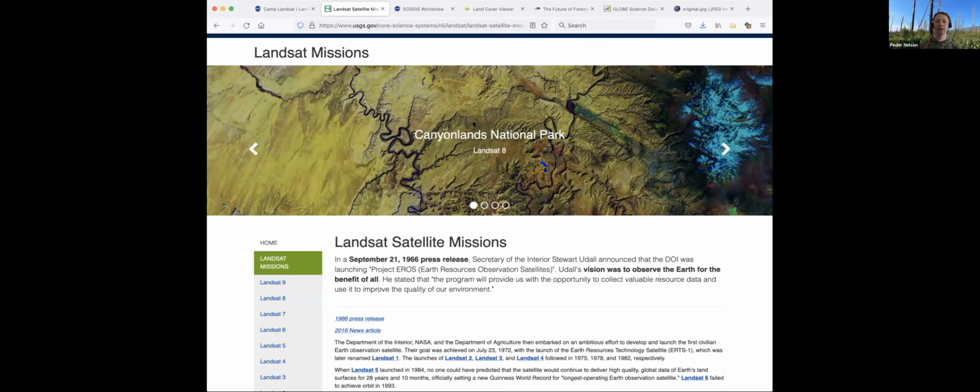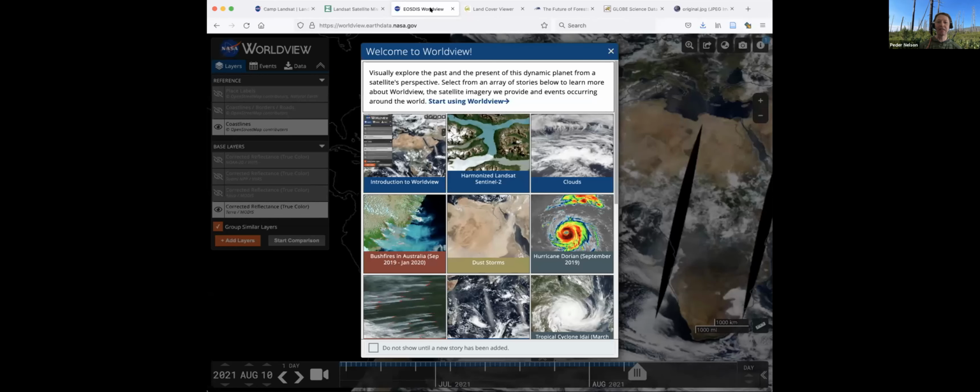I'll highlight that now here in NASA Worldview is this harmonized Landsat Sentinel data. NASA is combining their effort with the European Space Agency to give us 30-meter data now in Worldview. And this, as a teacher and a student, allows you to access all of the different data sets that NASA has available pretty much at your fingertips.